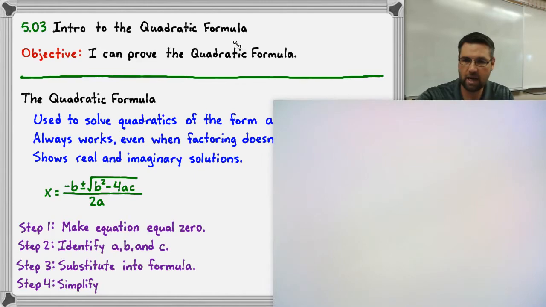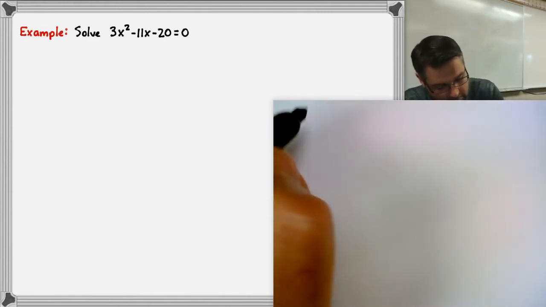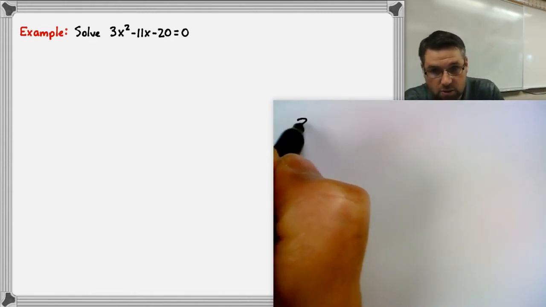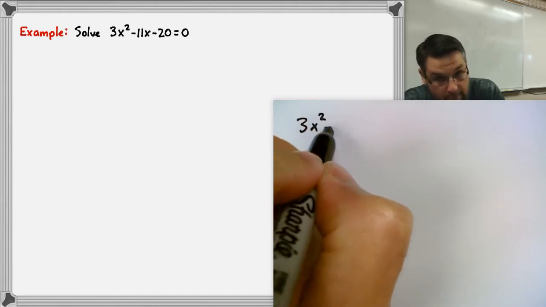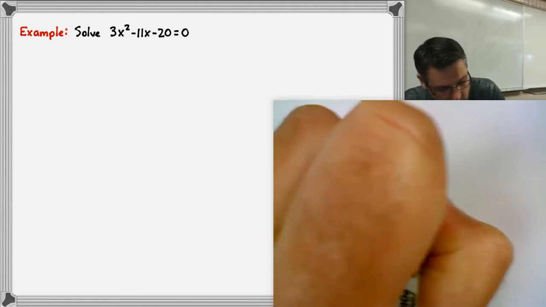So let's go ahead and look at an example of this. We want to solve 3x squared minus 11x minus 20 equals 0. So let's go ahead and do that. 3x squared minus 11x minus 20 equals 0.